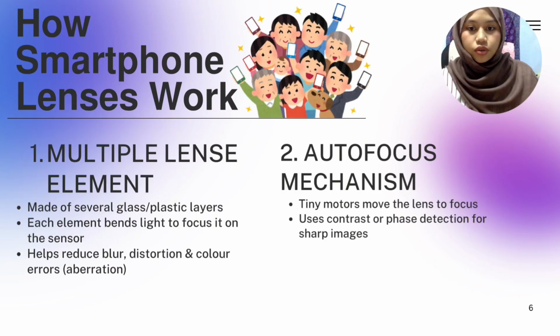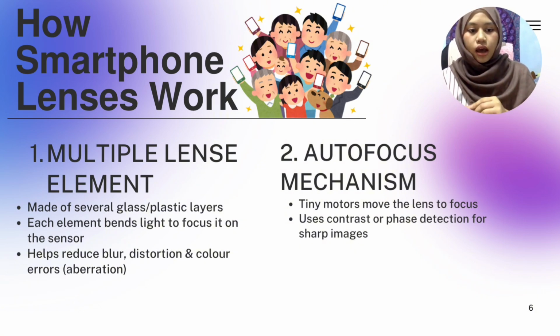Thank you. So now I'm going to talk about how smartphone lenses work. The first one is the multiple lens elements. Inside a smartphone camera, there isn't just one lens. Actually, there are several tiny lenses made of either glass or plastic. Each one is shaped carefully to bend light in a certain way. This bending of light is called refraction.